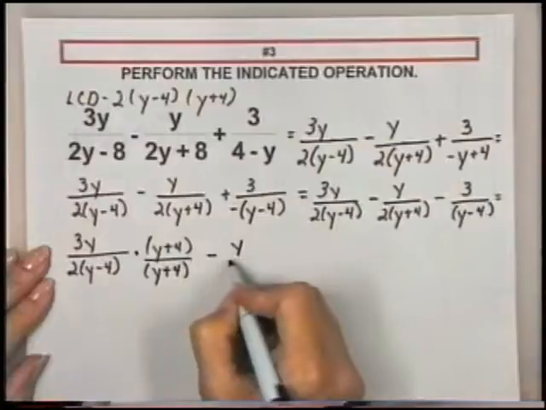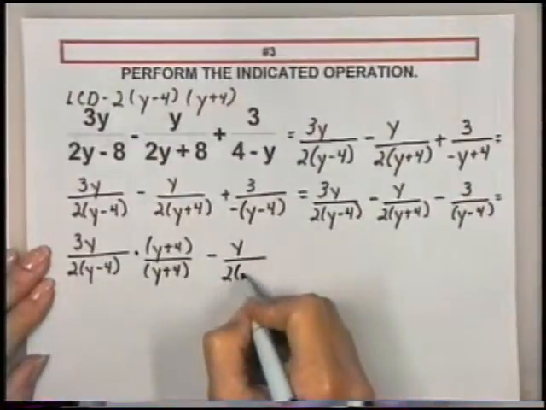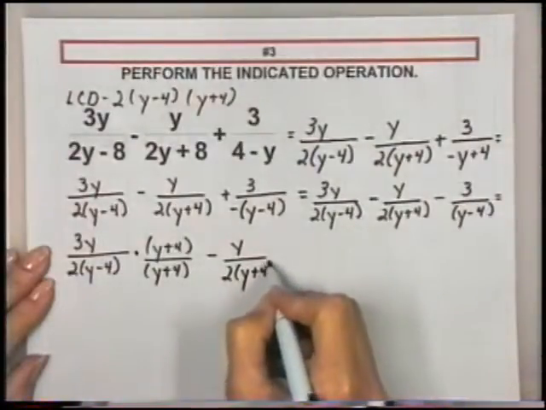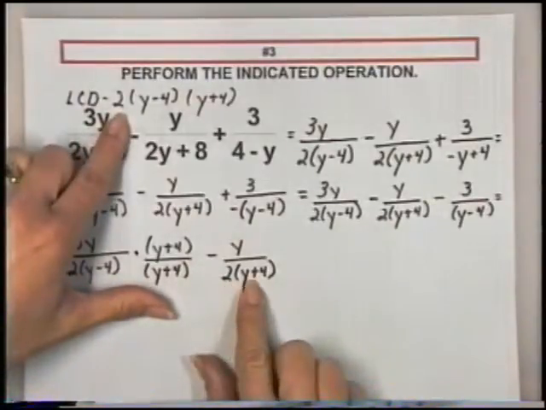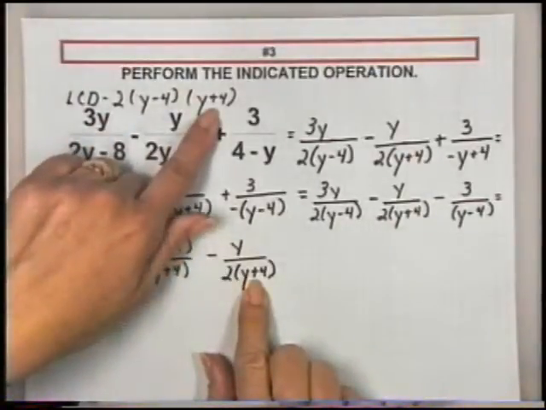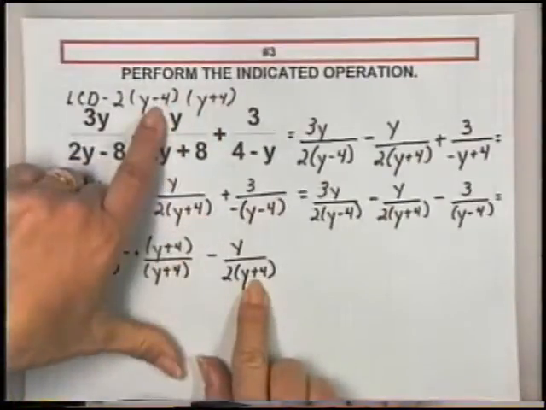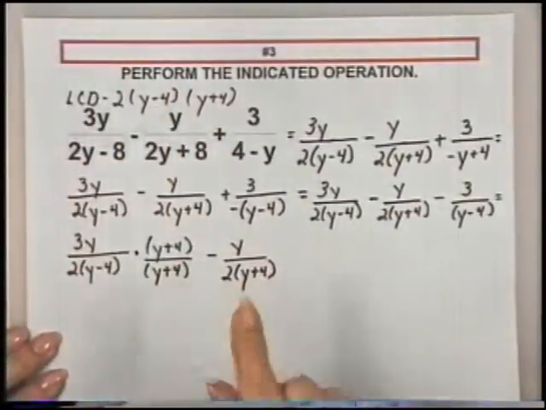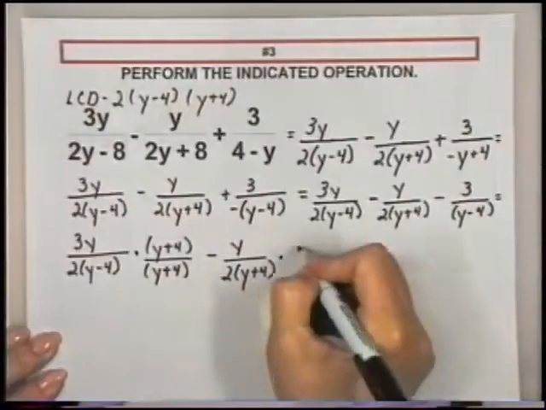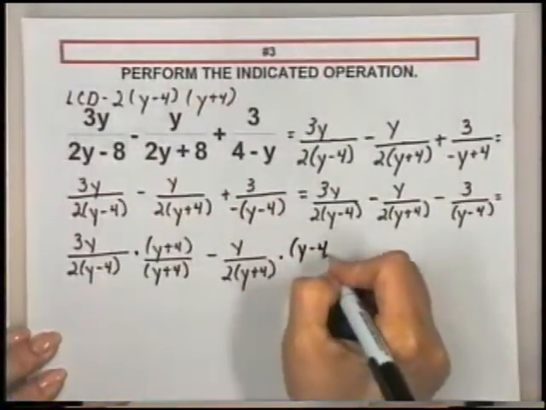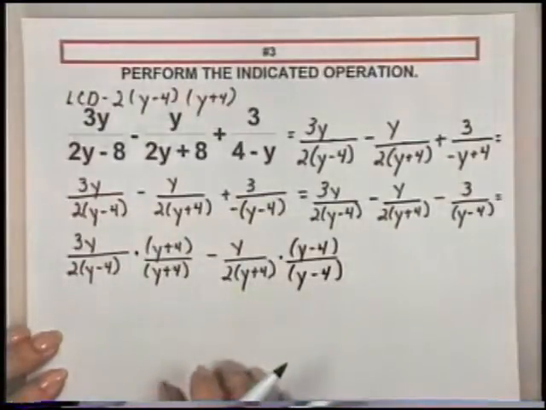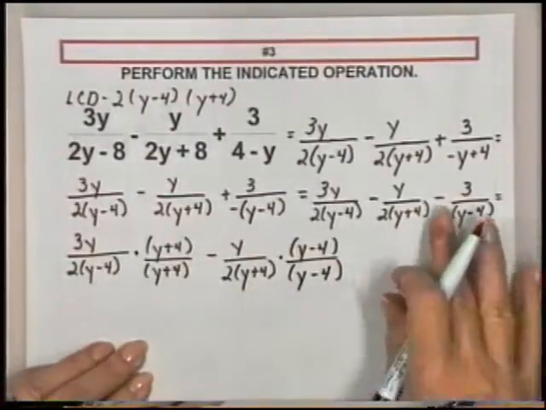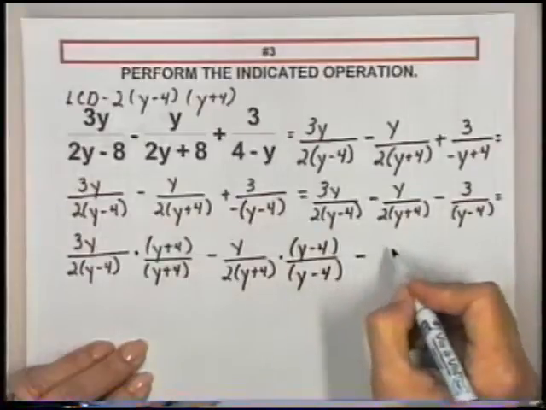Let's move to the second fraction. In this denominator, I have my factor of 2. I have my factor of y plus 4. The factor I need is y minus 4. So I will multiply my numerator and denominator by y minus 4 over y minus 4.